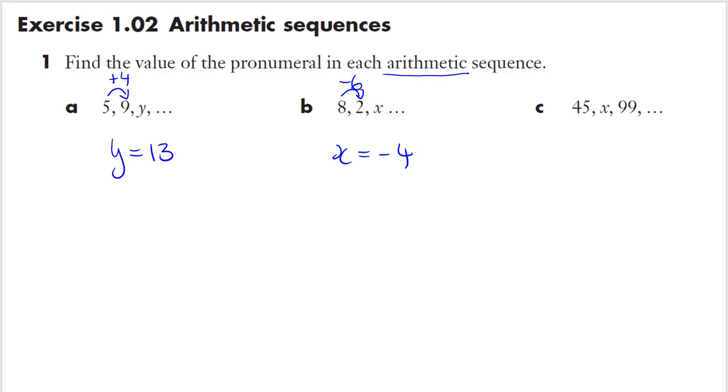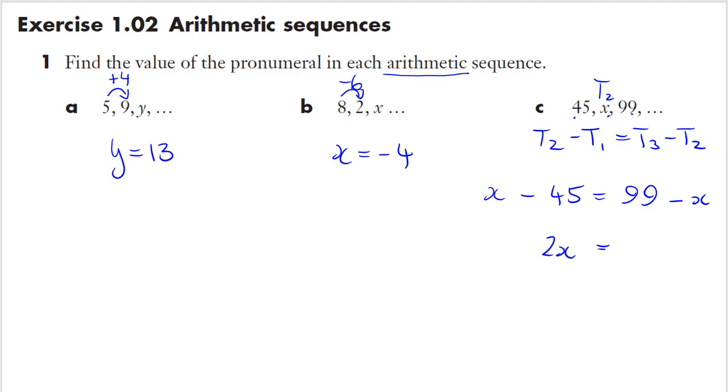For this particular question, part C, we can use that formula to work out what x is. In this case, x is term 2 of this sequence. So if we substitute those 3 numbers into this expression, we're going to get x minus 45. So that's t2 take away t1 equals t3 minus t2. If we rearrange this formula, moving the x's to the left-hand side and the numbers to the right-hand side, and solve that, we get x equals 72.